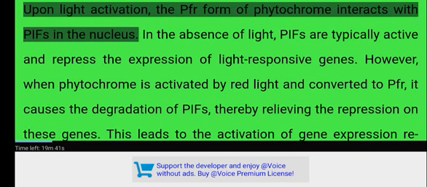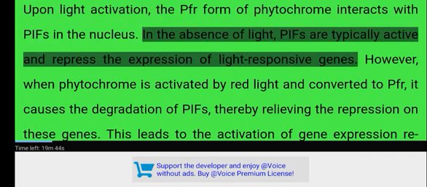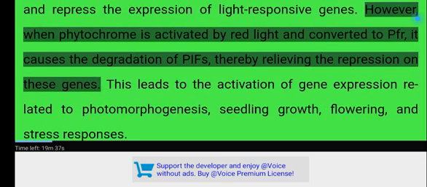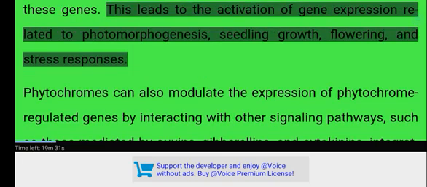Upon light activation, the Pfr form of phytochrome interacts with PIFs in the nucleus. In the absence of light, PIFs are typically active and repress the expression of light-responsive genes. However, when phytochrome is activated by red light and converted to Pfr, it causes the degradation of PIFs, thereby relieving the repression on these genes. This leads to the activation of gene expression related to photomorphogenesis, seedling growth, flowering, and stress responses.